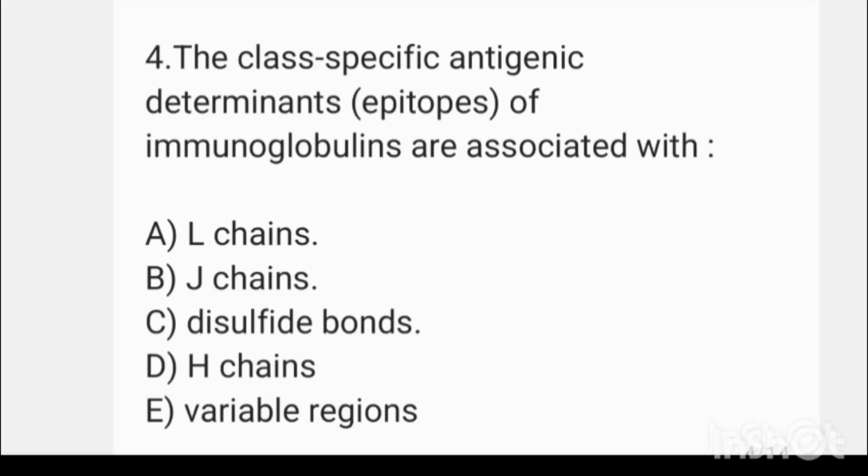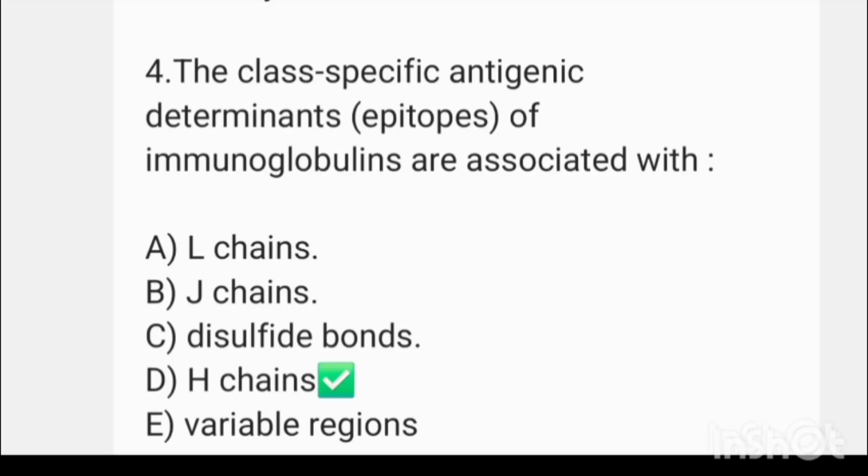So, the class-specific antigenic determinants, that is the epitopes of immunoglobulins, are associated with options A. L chain, B. J chain, C. Disulfide bond, D. H chain, E. Variable regions. Here the answer is option D. H chains. The epitopes of immunoglobulins are associated with H chains. Next question.